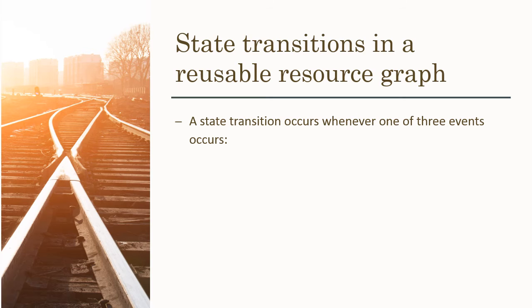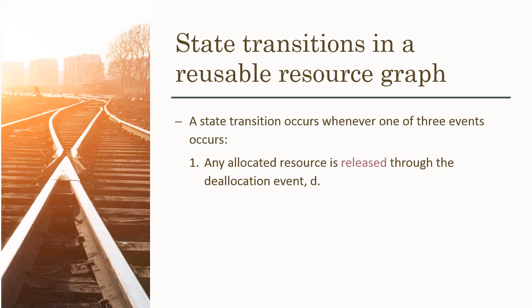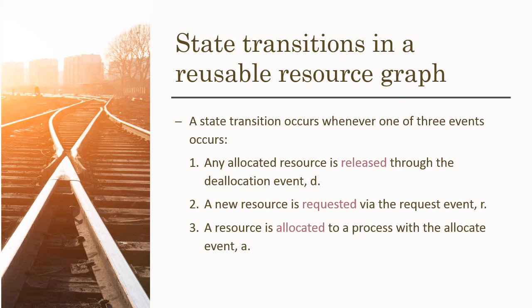A state transition occurs whenever one of three events occurs. 1. Any allocated resource is released through the deallocation event D. 2. A new resource is requested via the request event R. 3. A resource is allocated to a process with the allocate event A.